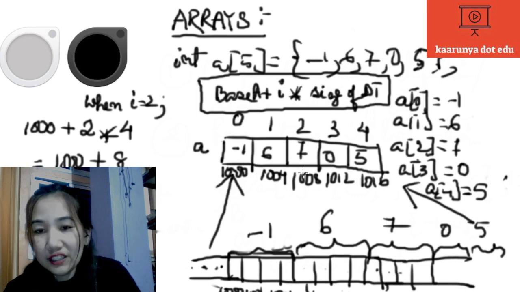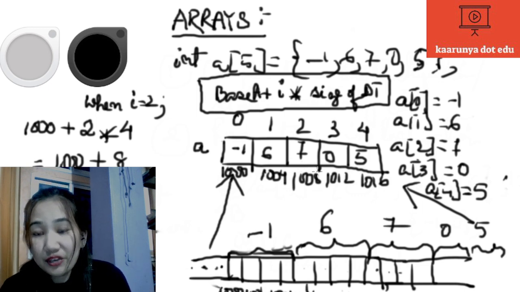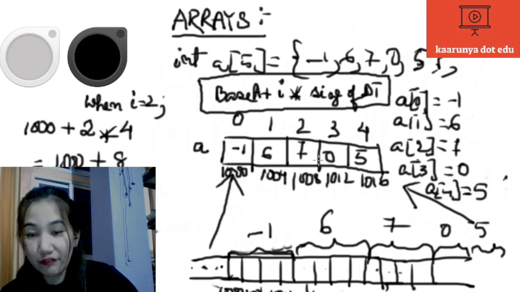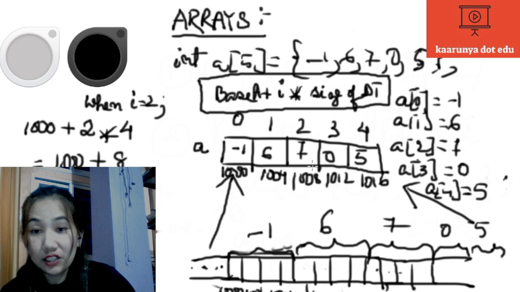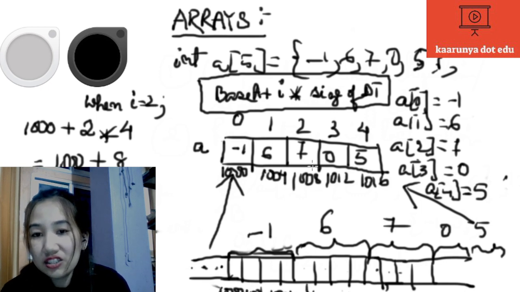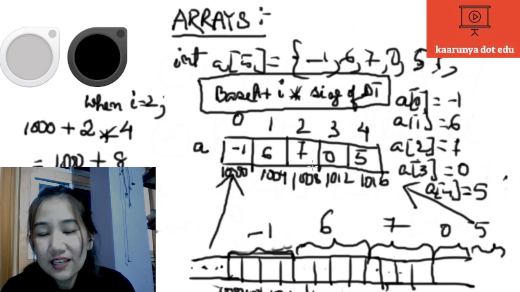If in any competitive exam or college exam a question comes where you are given an index and asked to calculate its address, then you have to use this formula. Do not forget it, it's easy to remember. Don't memorize anything, just look at it: base address plus I into size of the data type.